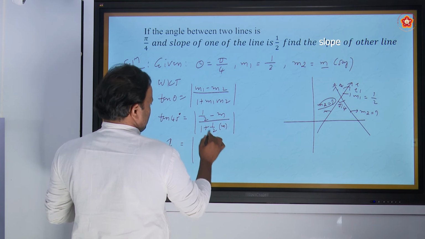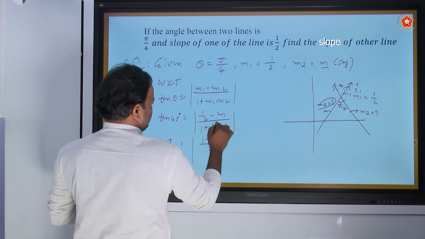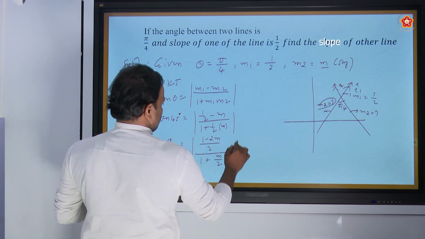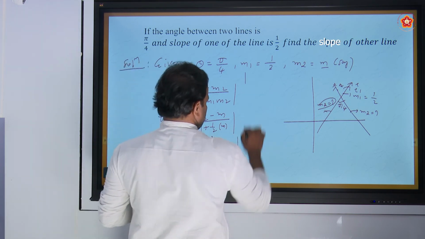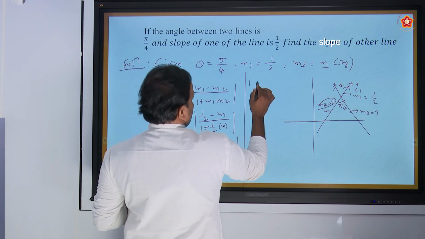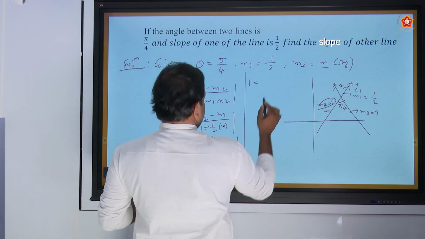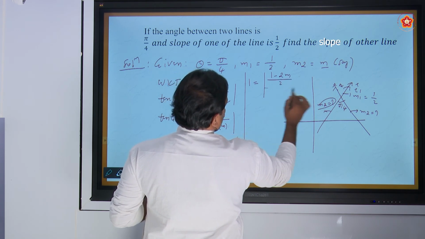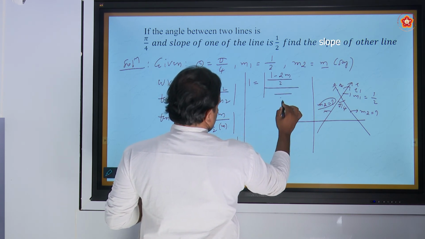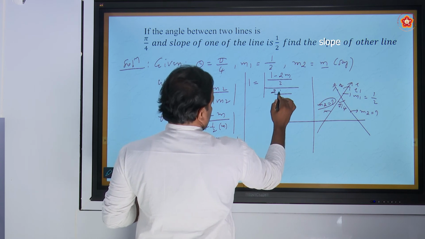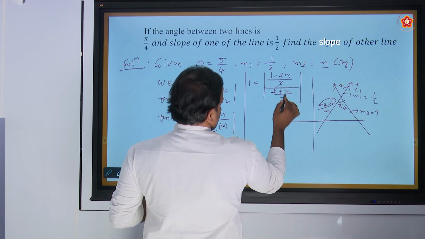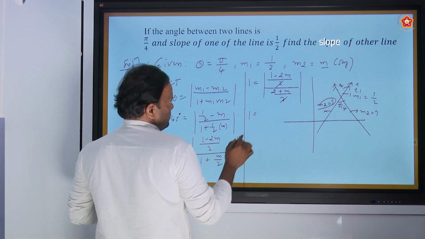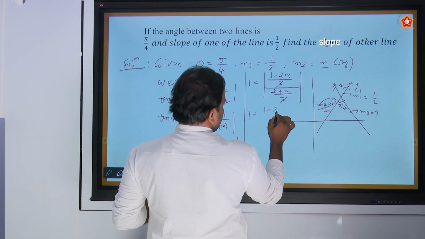Take the LCM here: 1 minus 2m, and this is 1 plus m/2. Correct? So 1 is equal to mod of (1 minus 2m) by 2, whole divided by the LCM, 2 ones are 2, 2 plus m. The 2 gets cancelled here. What is remaining? 1 is equal to, opening the mod, 1 minus 2m over 2 plus m.